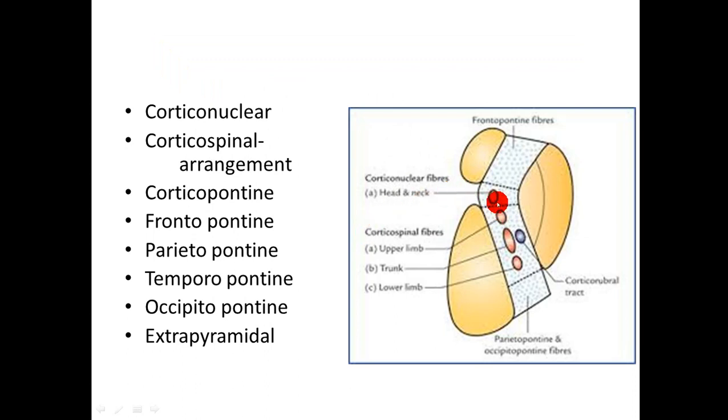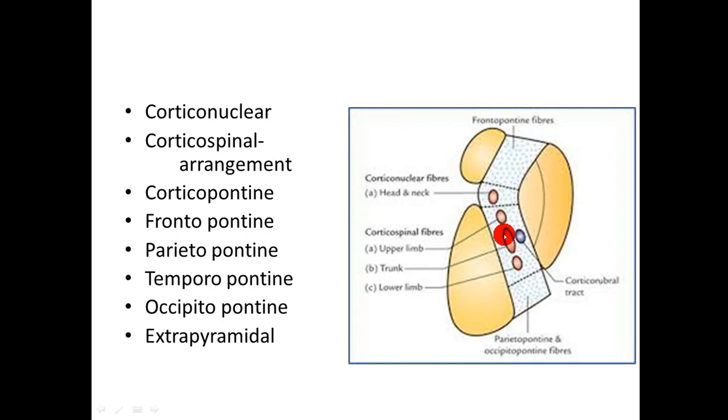This is the genu where we have got the corticonuclear fibers, mainly going to the head and neck region, that is the cranial nerve nuclei. Then we have the corticospinal fibers. The arrangement is like this. So you can see the upper limb, the trunk and the lower limb in the anterior posterior direction, and near the trunk area we have the corticorubral fibers, the extrapyramidal fibers. So mainly in the genu and posterior limb we have descending pyramidal fibers which are mainly corticonuclear and corticospinal.